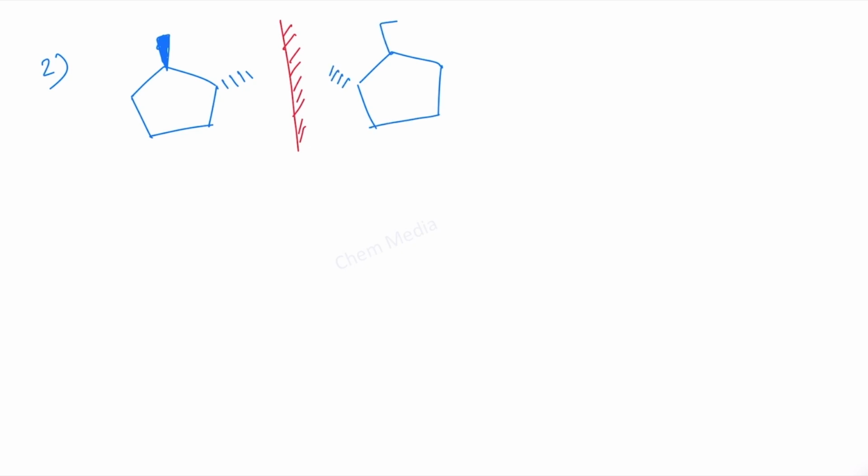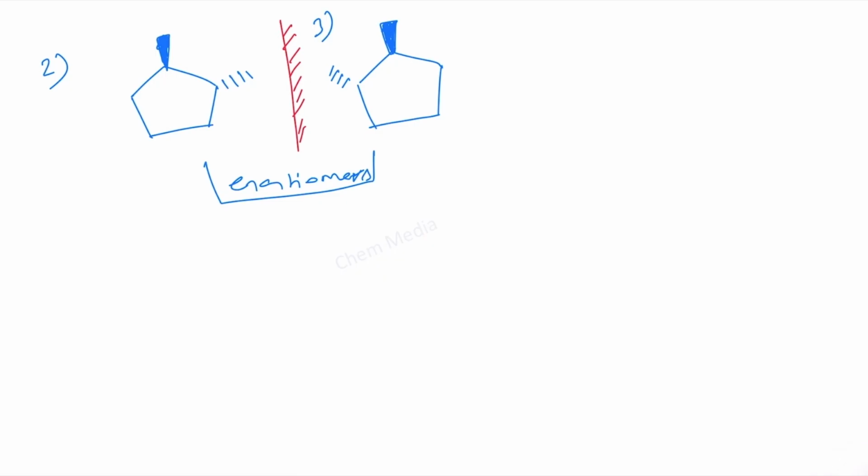And then we can also get a pair of enantiomers. If you put one methyl group up and one methyl group down, then we can get a pair of enantiomers. So let's say this methyl group is up and this methyl group is down, and let's assume that this is our mirror plane. Then the mirror image will be like this, and these are non-superimposable mirror images. That means these are enantiomers.